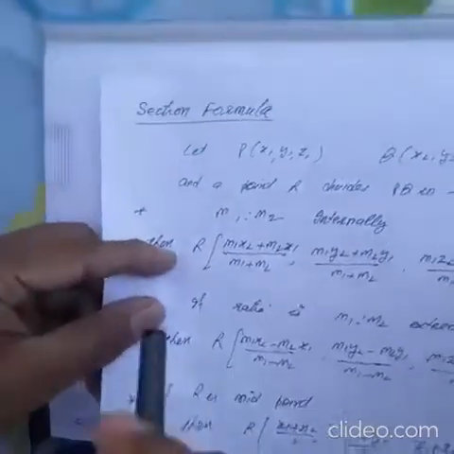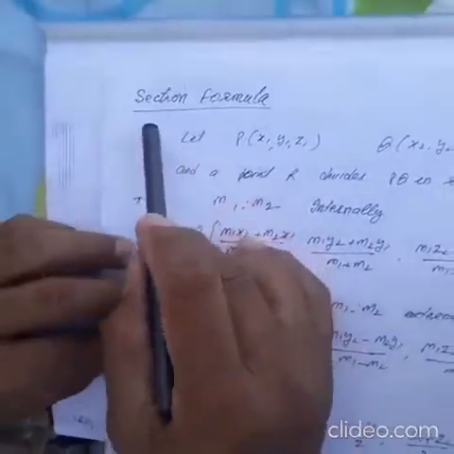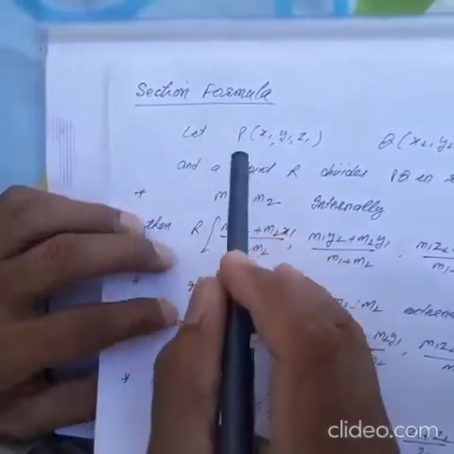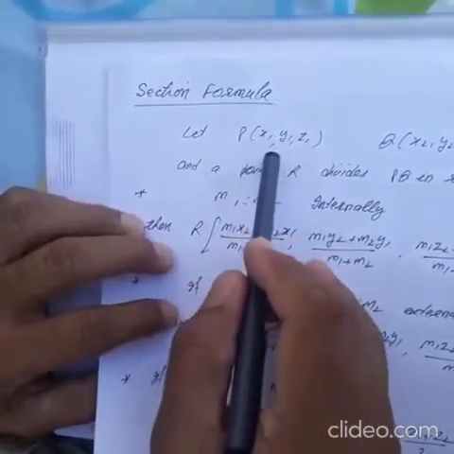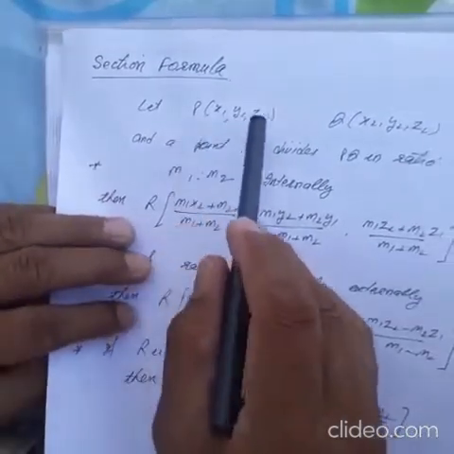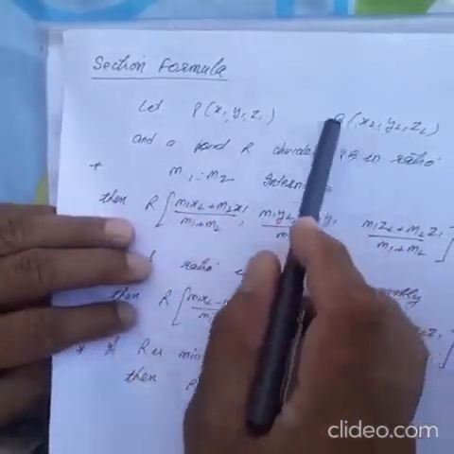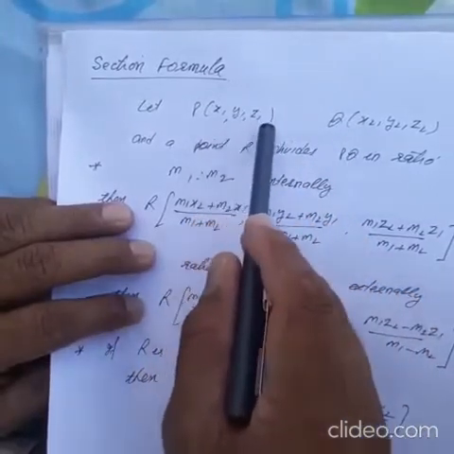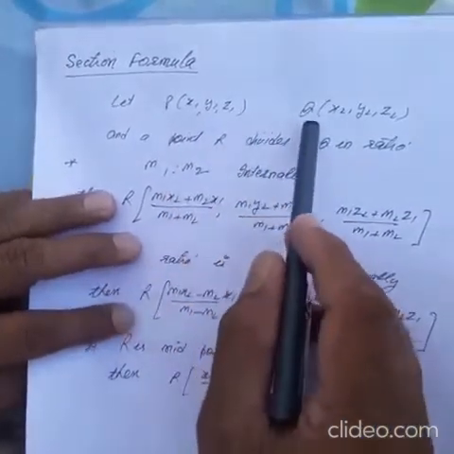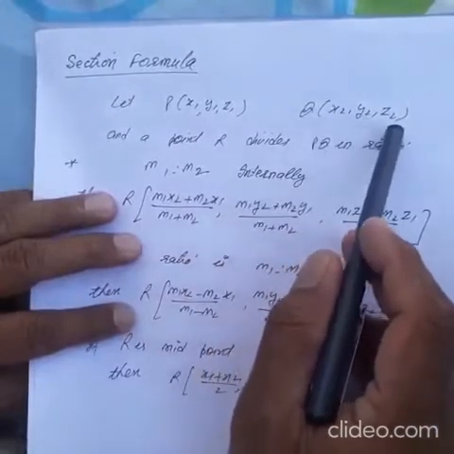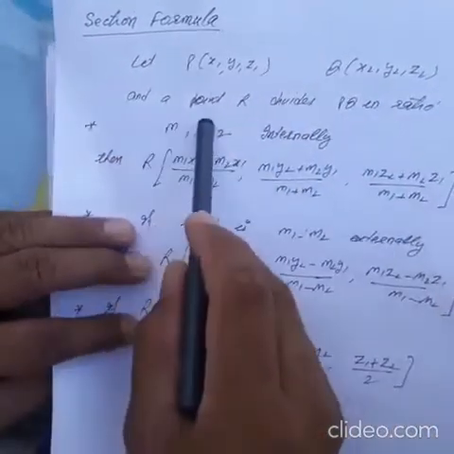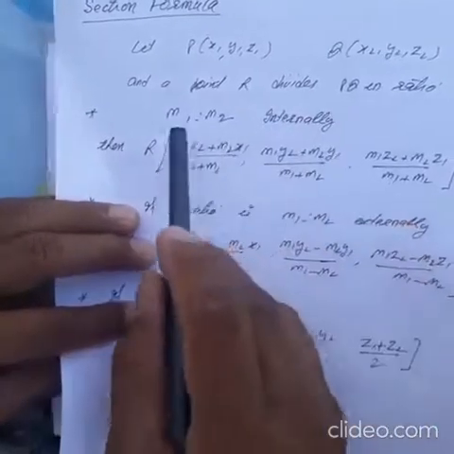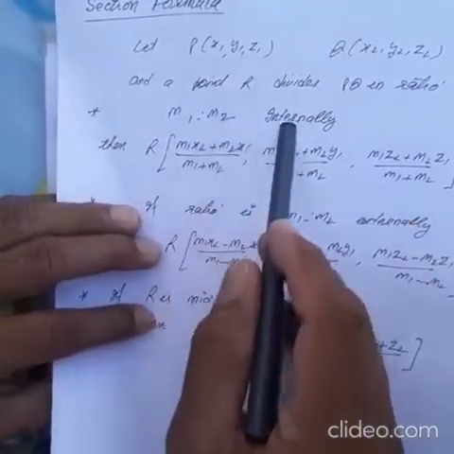Now after that we have the section formula. Section formula in 3D. You have done the section formula in 2 dimensions, so almost the same result, but it will be applied to the coordinates now. Let the points P and Q be: P is (x1, y1, z1) and Q is (x2, y2, z2). And a point R divides the line joining PQ in the ratio m1 is to m2 internally.